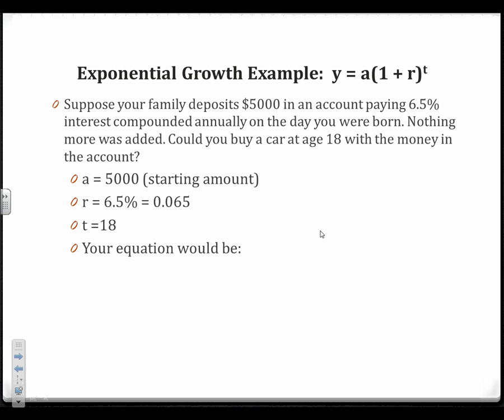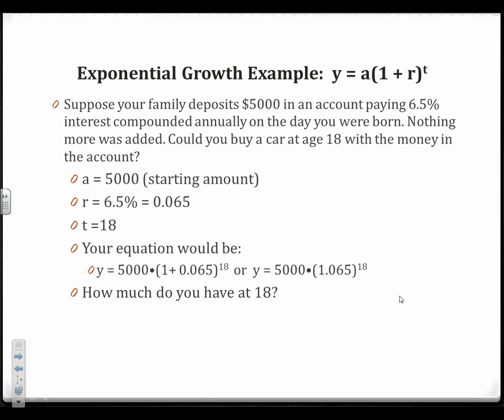So our equation, if we put those numbers into y equals a times the quantity of r plus 1 raised to the t, is going to look like this. There's your a, 1 plus r raised to the t. You could also go ahead and add those two. So how much money would you have at age 18? $15,533.27. Could you buy a car for that? Absolutely. Might not be the exact kind of car you want, but you can certainly buy a car.